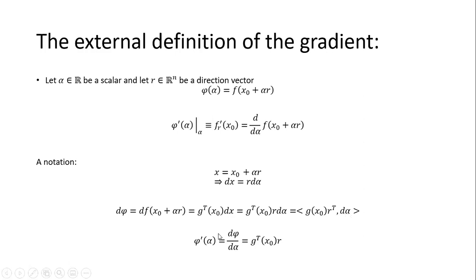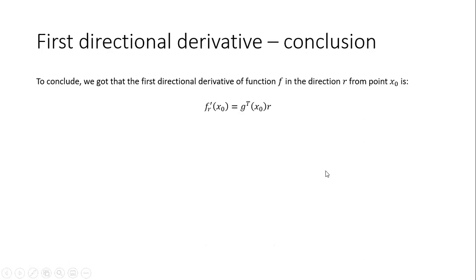And so we got that the first derivative of phi by alpha equals g transpose of x0 multiplied by r. So in conclusion, we got that the first directional derivative of function f in the direction r from point x0 is g transpose at point x0 multiplied by r. Okay.